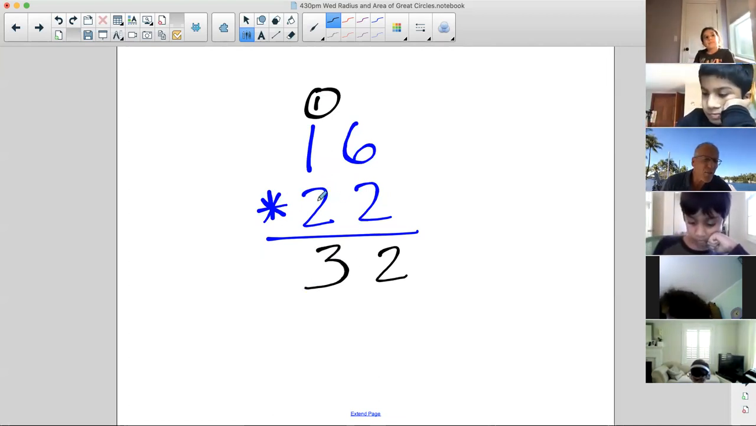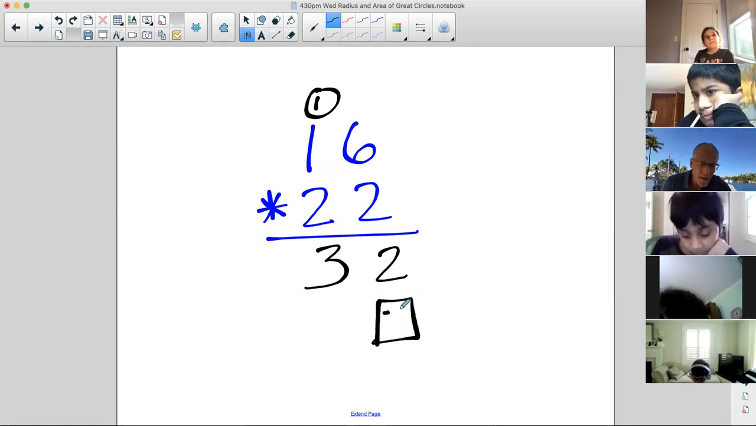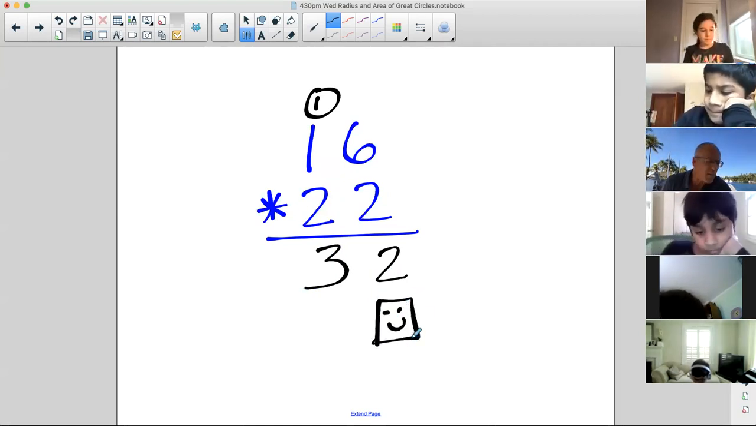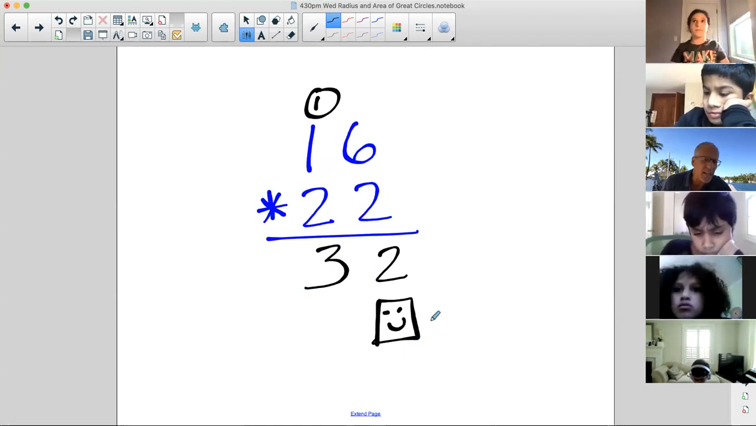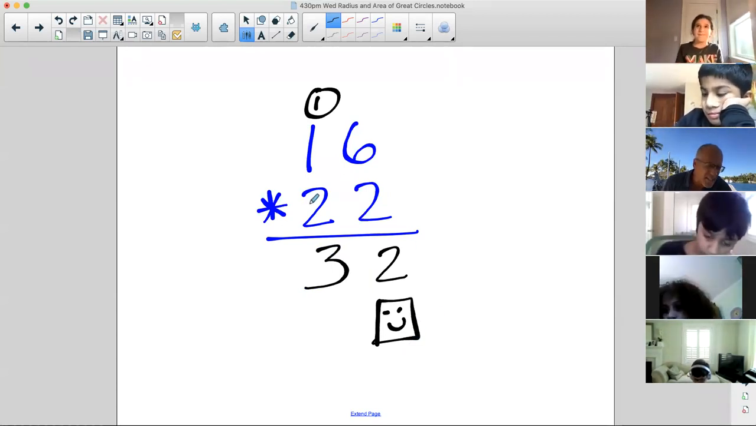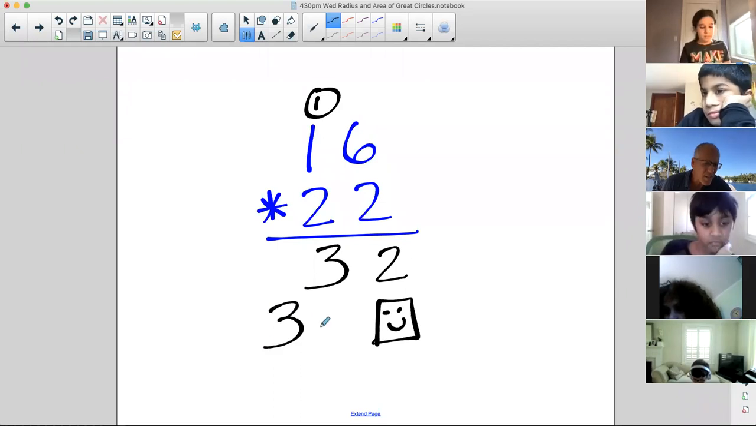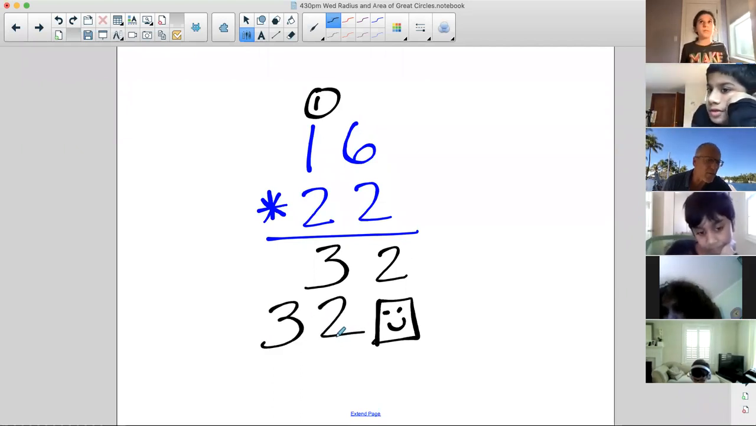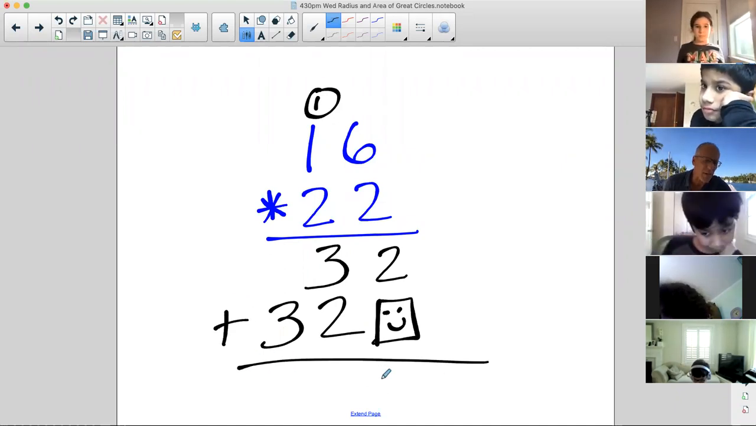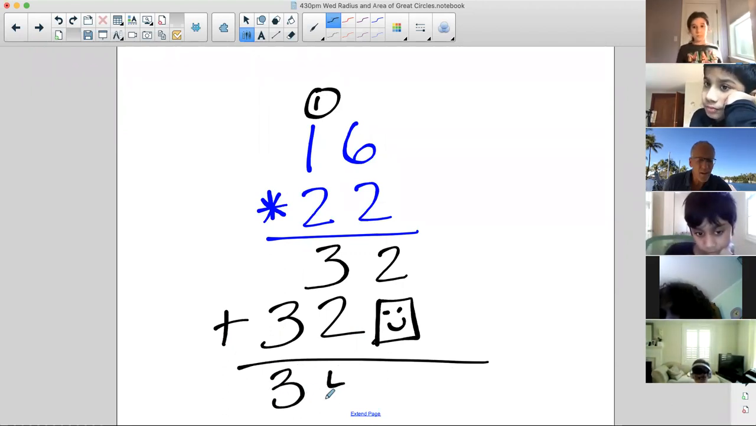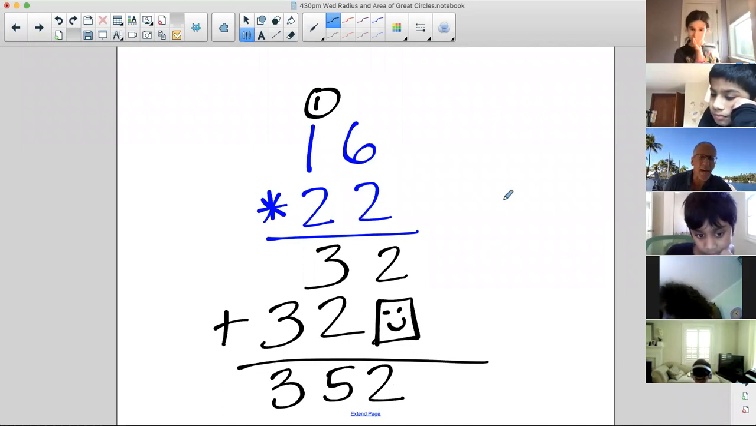Now this 2 is really a 20. So we have to make a placeholder. And I usually make little smiley squares. That's really a 0. But since this is a 2, isn't it the same 32? Yep. And when we add them, what do we get? 352. Same answer.